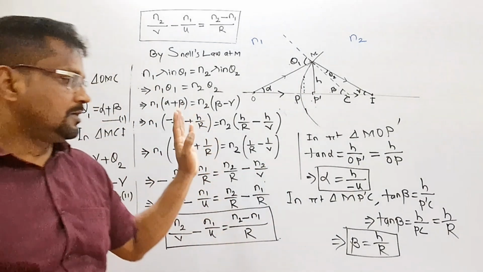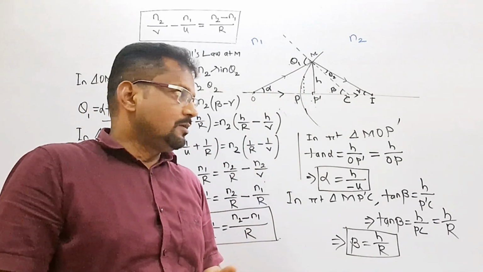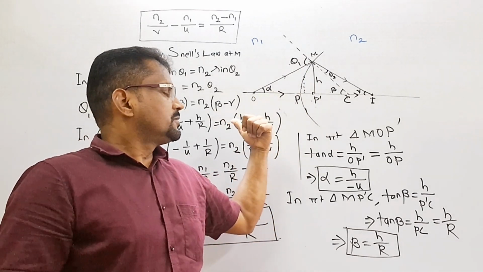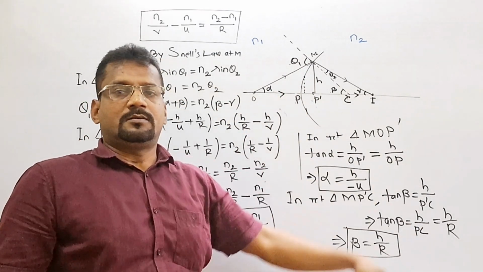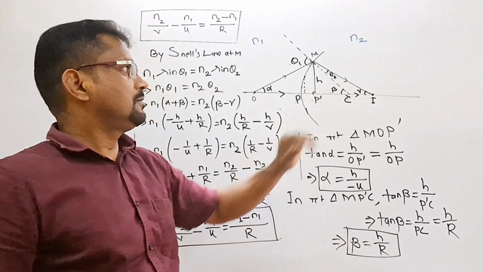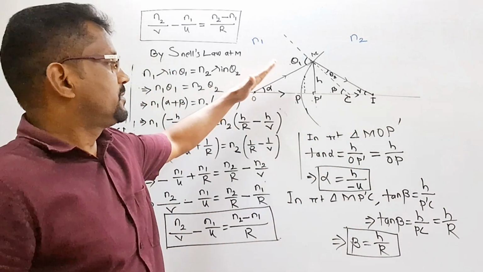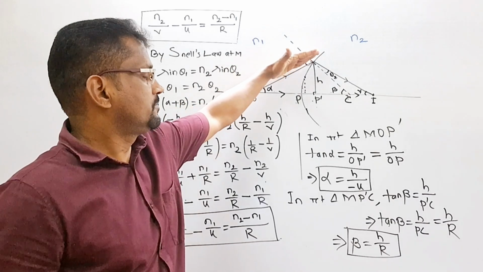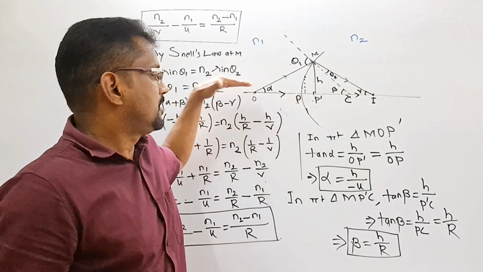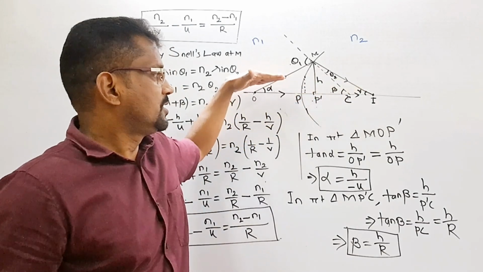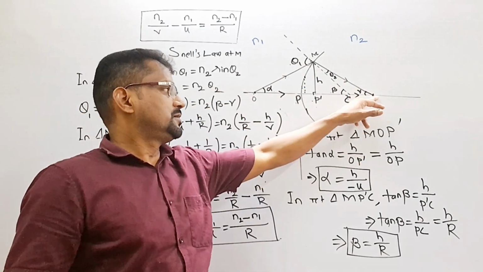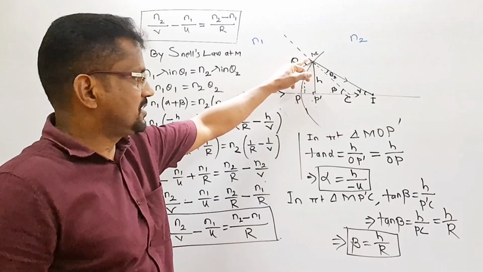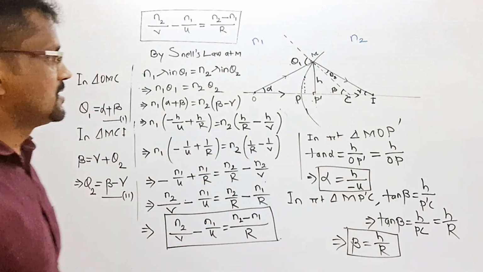So what are the steps? Consider a refracting surface, take the object in the rarer medium and the image in the denser medium. Remember the diagram properly: O is the object, the incident ray bends towards the normal, then the ray along the principal axis has no refraction, and they will meet at I, the image. Drop a perpendicular from the point of incidence to the principal axis.